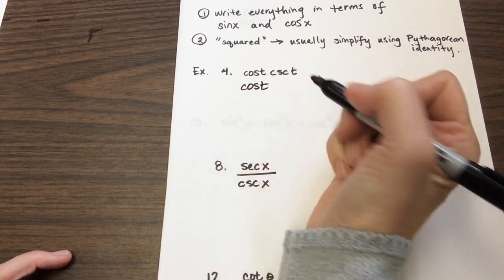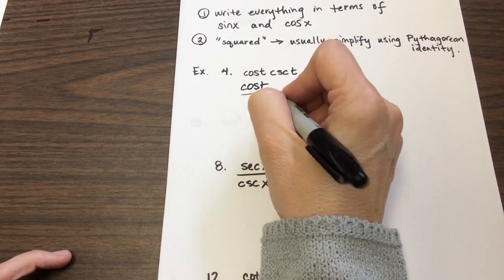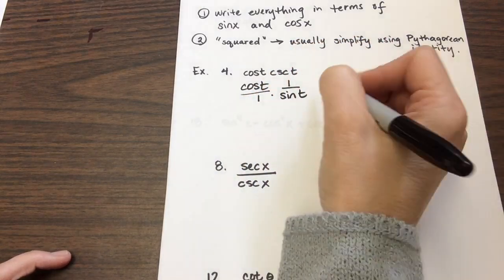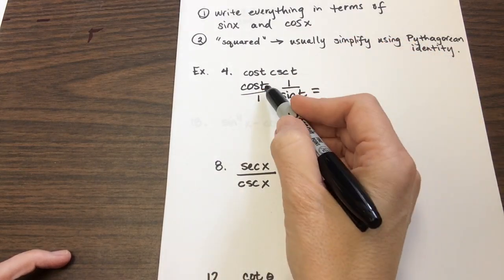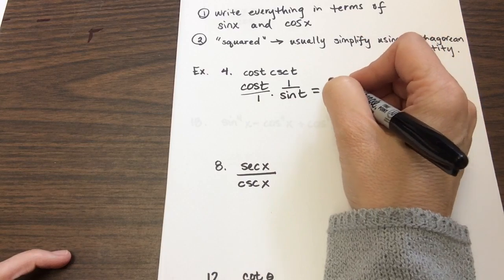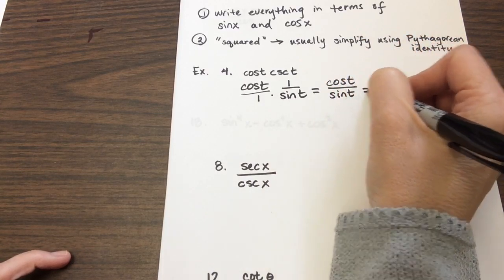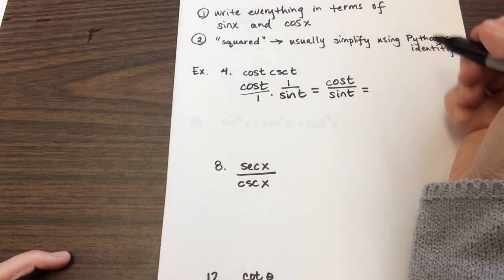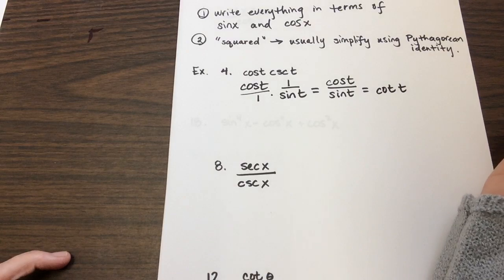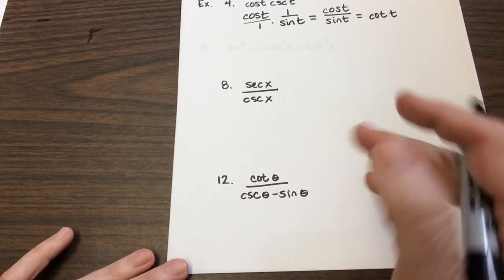Well, cosine is cosine, and then cosecant is the reciprocal of sine, and notice I put that over 1 just because when I multiply fractions I go straight across. So I've got the cosine of t over the sine of t, and I know that reciprocal identity is the cotangent of t. That's easy enough. Alright, so let's do another one.